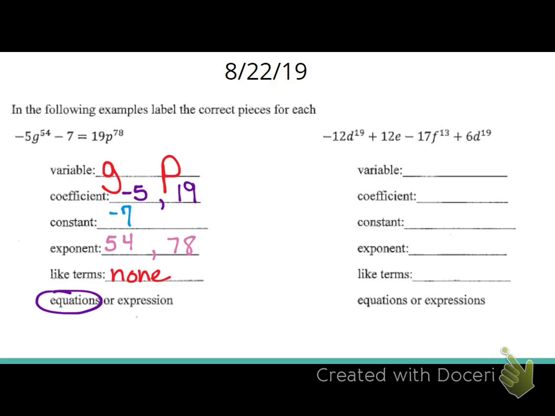The next statement, what are the variables, Hannah? D, E, F, and D. Now somebody asked, do I have to repeat variables? You don't have to, but I'm not going to mark it wrong if you do. So I always say it's better to be safe than sorry. So when in doubt, write it out.